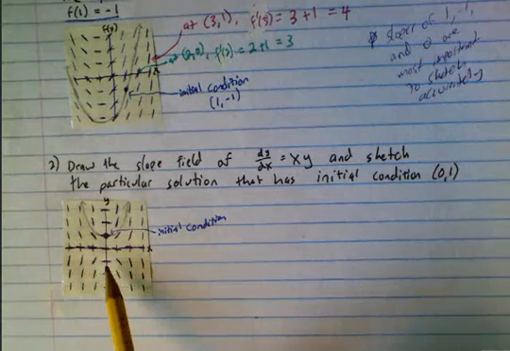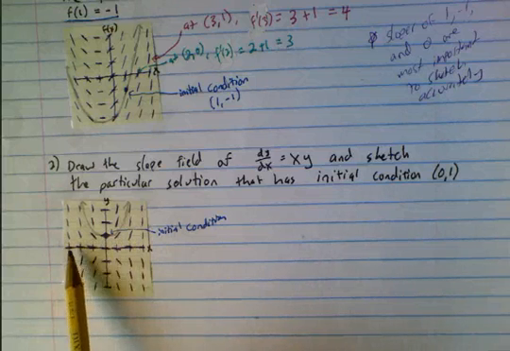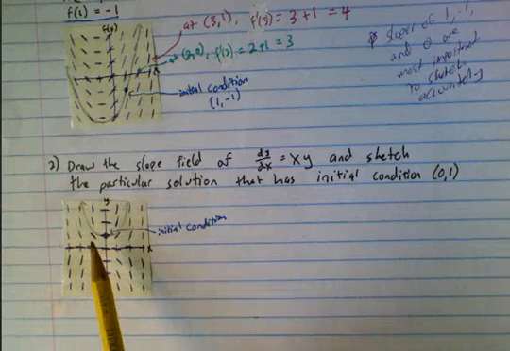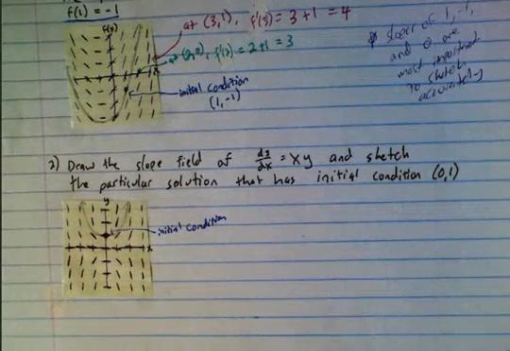Notice that if our initial condition had been down here, we would have had one going this way instead. If our initial condition had been (0, 0), it actually would have been a straight line. So the actual shape we get is very, very dependent on that initial condition.